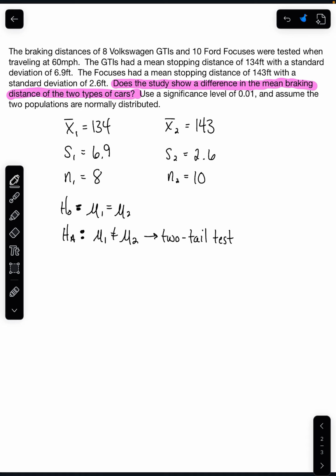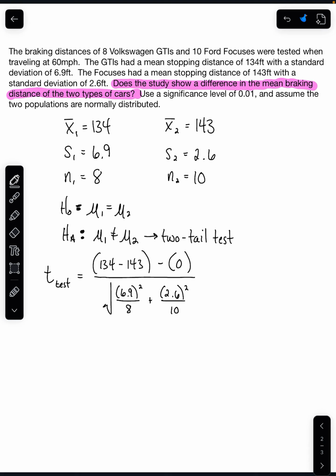Now, our test statistic is going to be the difference between our two sample means minus the assumed difference between the population means, which of course, under H sub 0, that difference would be 0, over the square root of the standard deviation of the first sample squared over the sample size, plus the standard deviation of the second sample squared over its sample size. And then that whole thing under the square root.